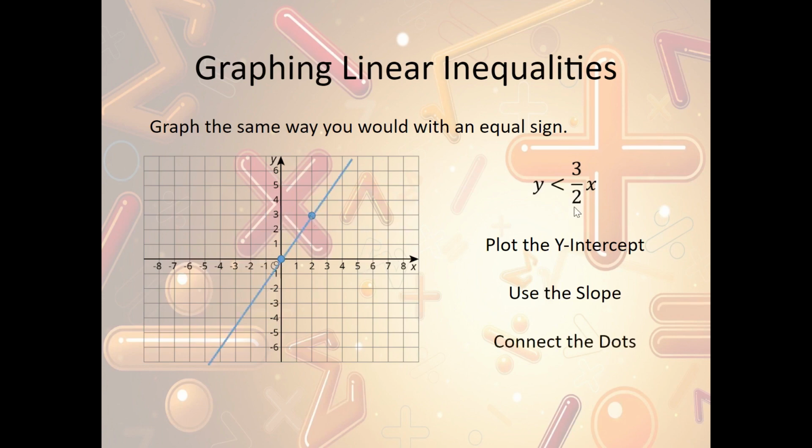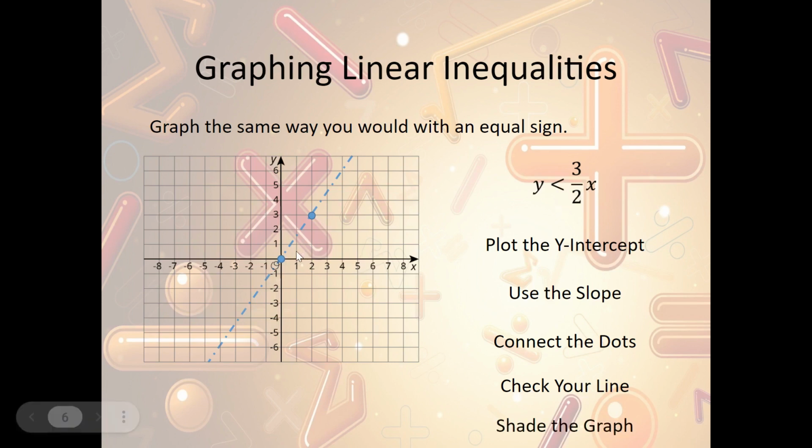But I need to check to make sure I have the correct line, which in this case, they didn't add anything extra, so I don't either, so it should be a dotted line. So there's my dotted line. Now I just need to shade it. So it says y is smaller than the line, so I'm going to go along my y-axis and find where it meets the line, which is here. And I want all the y's that are smaller. All of those are down here, so I'm going to shade everything on this side of the line.